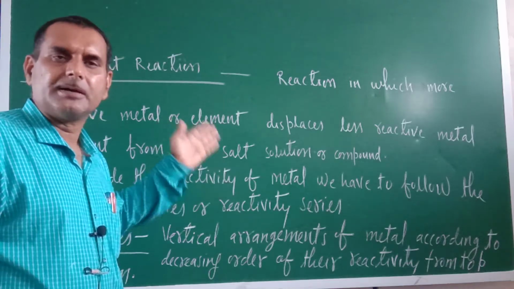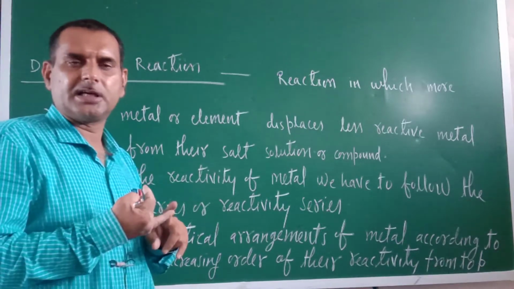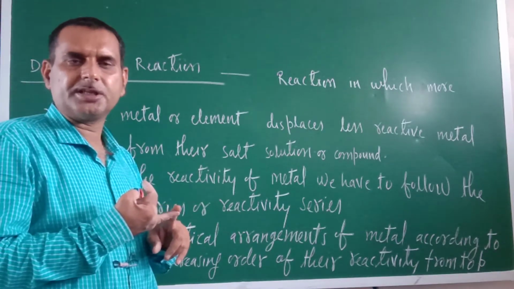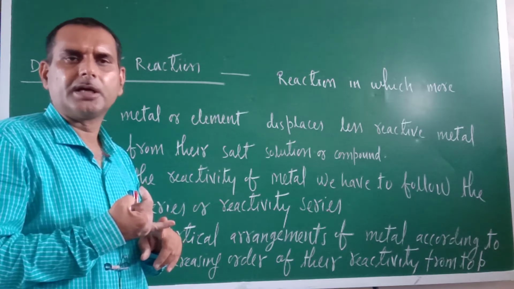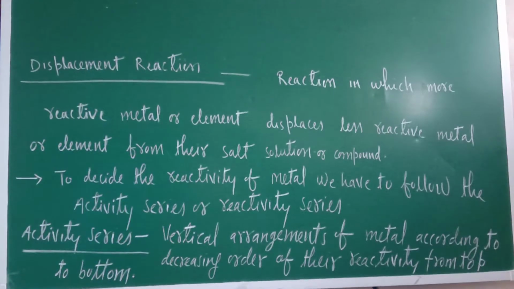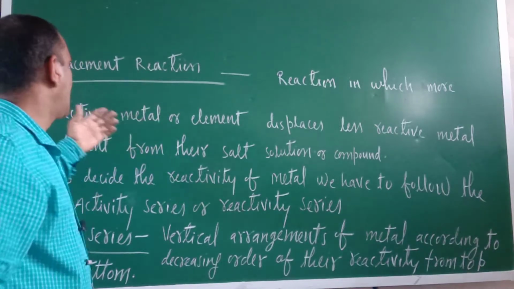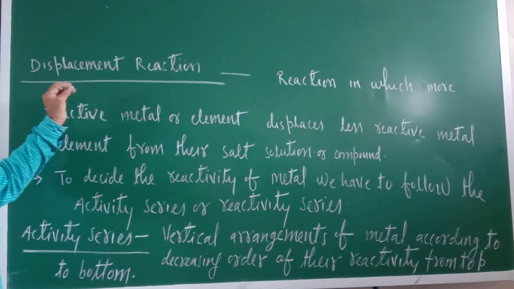So let us come back to the original topic of chapter number 1, that is chemical reactions and equations. We are in the types of reactions. Already two types of reaction I have completed, if I am not wrong: combination reaction and decomposition reaction. Under decomposition reaction I have covered three types, that is thermal decomposition, electrolytic decomposition and photolytic decomposition.